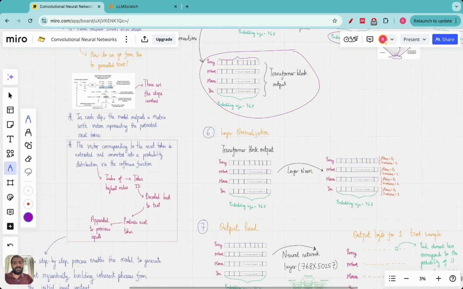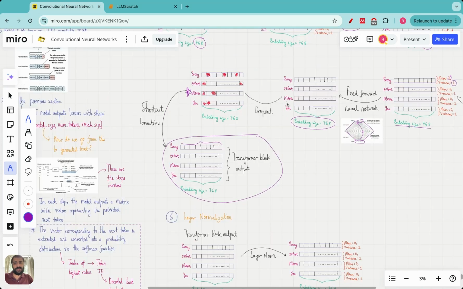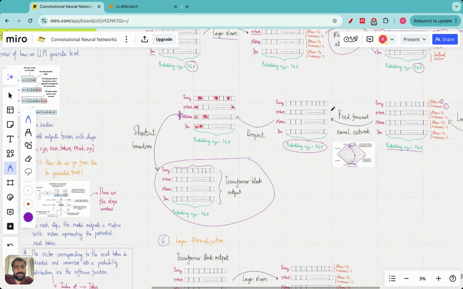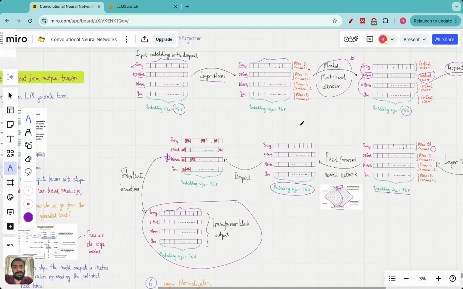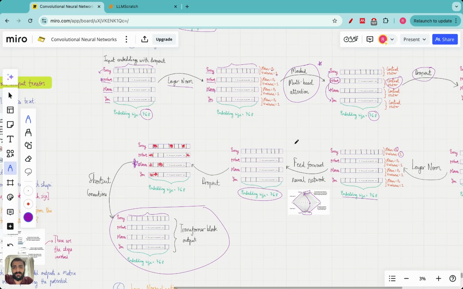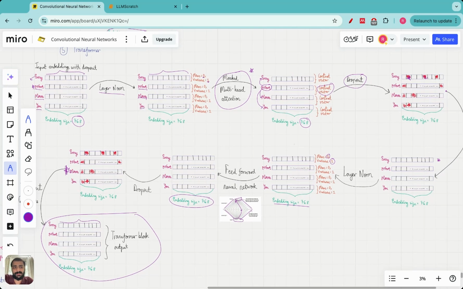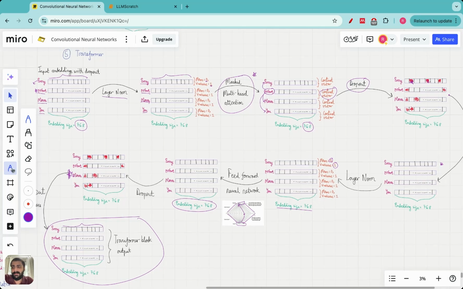So let me zoom out a bit here, and you can now try to appreciate the number of steps which are involved in the transformer. If I zoom out here, and if you look at the right side of the screen along with me, let me actually move it to the center. Yeah, so these are all the steps which are involved in the transformer right now. I hope you can see the entire transformer workflow on the screen right now.